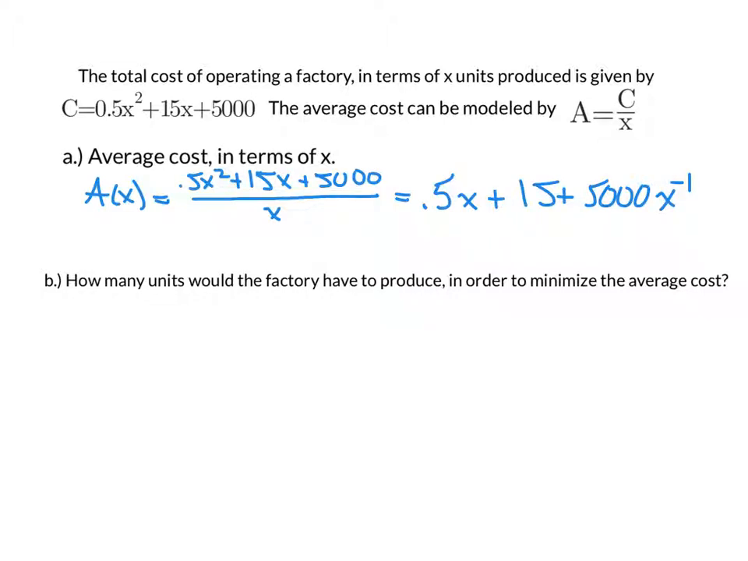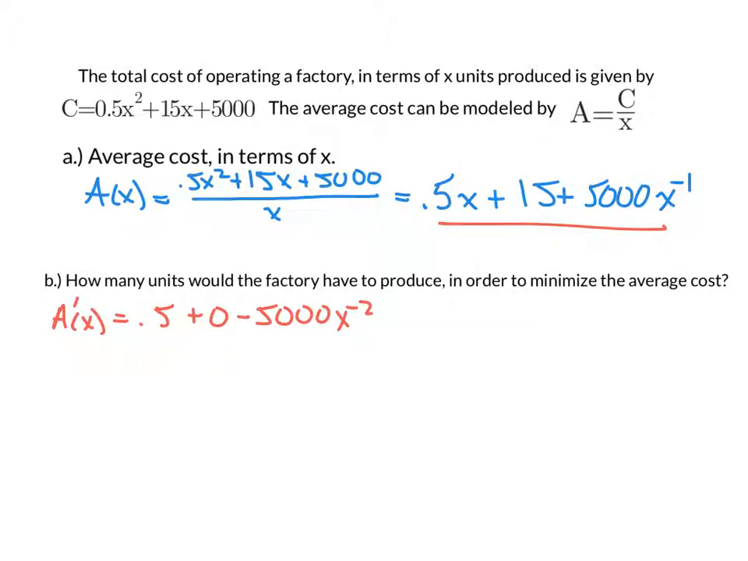I like this version better because in part B, we're asked to find how many units the factory would have to produce in order to minimize the average cost. Since we're trying to minimize something, I want to optimize that average cost function, which is going to involve finding the first derivative. So I'm going to go back to this one and take the derivative. The derivative of 0.5x is 0.5. Derivative of 15 is 0. And the derivative of 5,000x⁻¹ is negative 5,000x⁻².